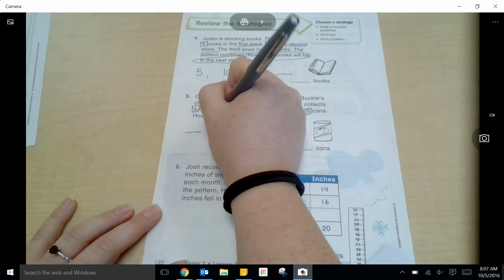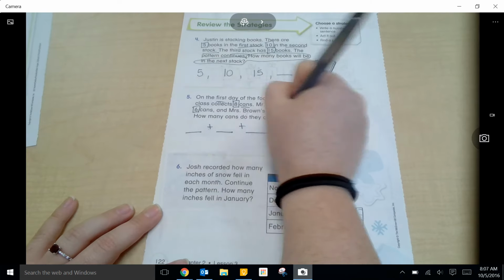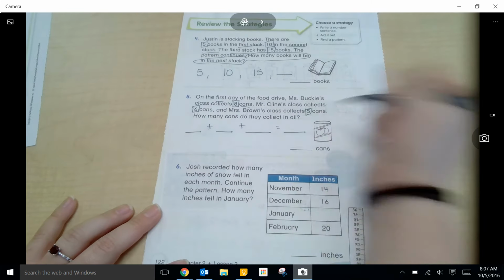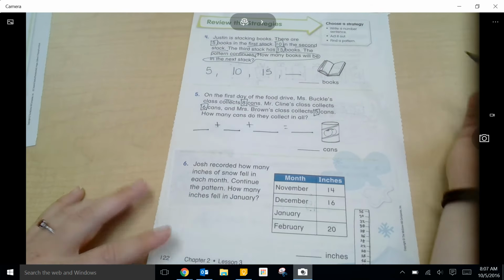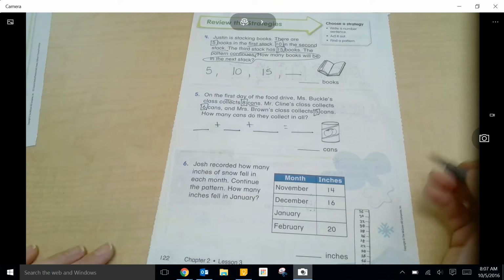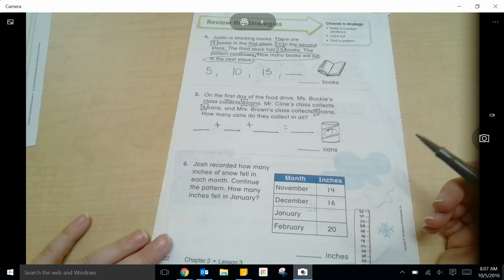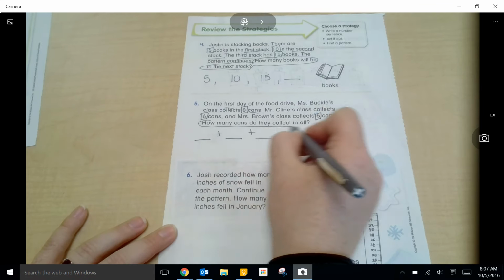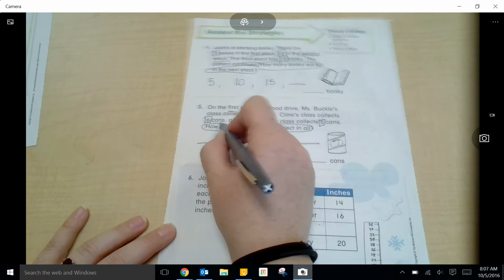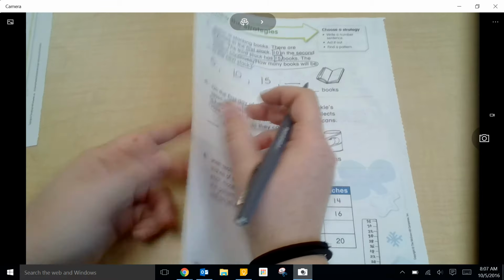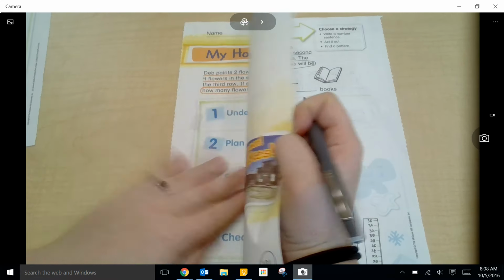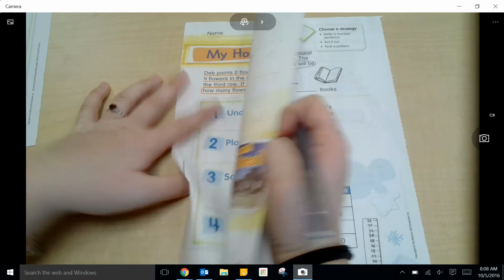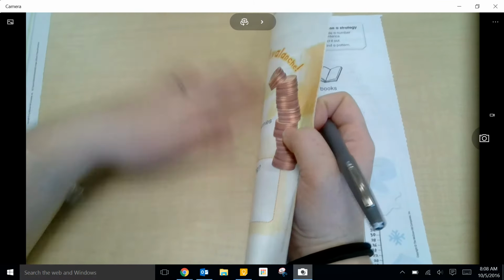So it's something plus something plus something equals your sum. This isn't a pattern problem. This is an add 3 numbers problem. How many cans do they collect in all? Remember, all is one of those words that help us know we need to add everything together.